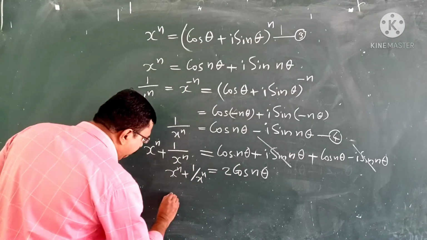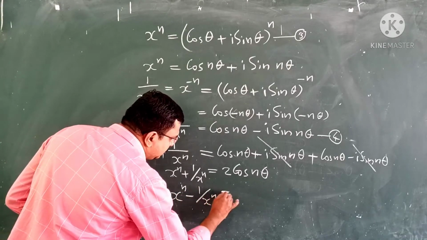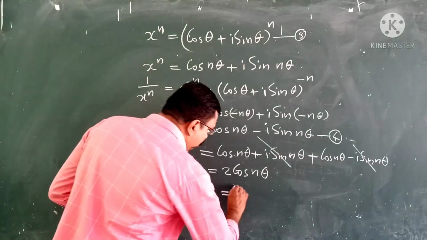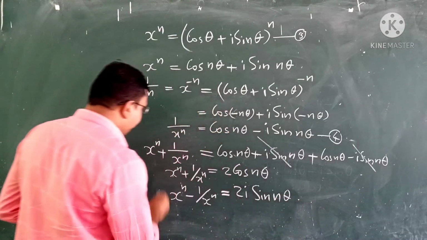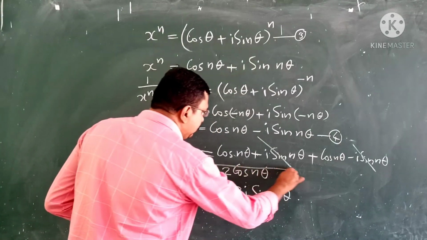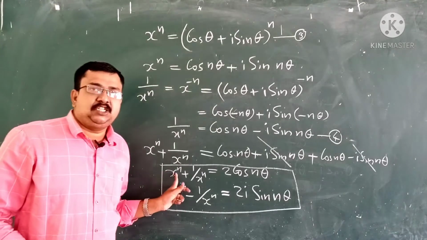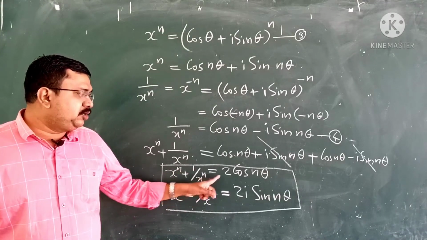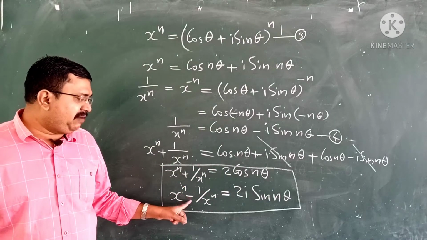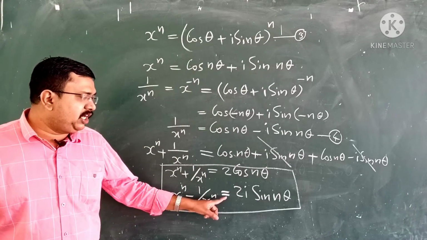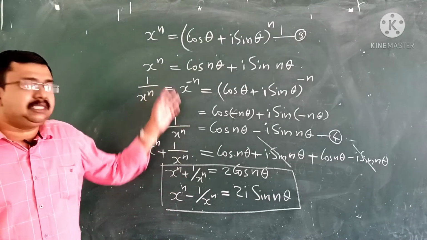Similarly, we can prove that x raised to n minus 1 by x raised to n equals 2i sin n theta. These are two basic, very important results. Remember that x raised to n plus 1 by x raised to n equals 2 cos n theta, and x raised to n minus 1 by x raised to n equals 2i sin n theta. Okay, please write down.